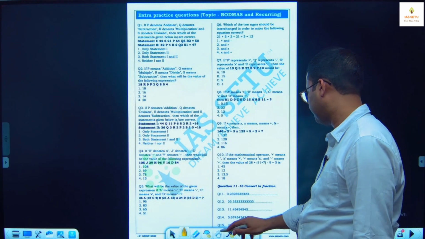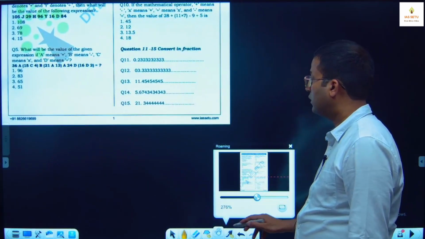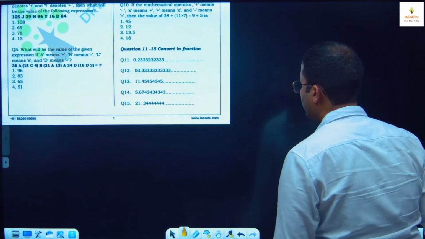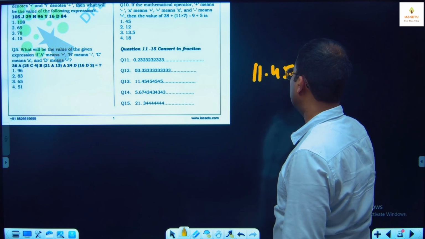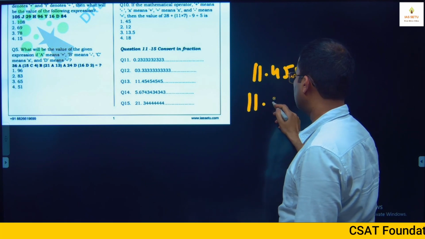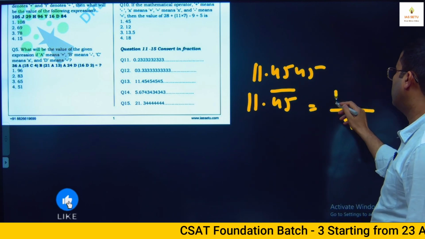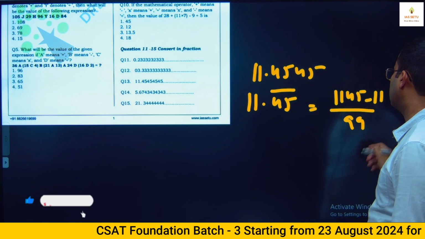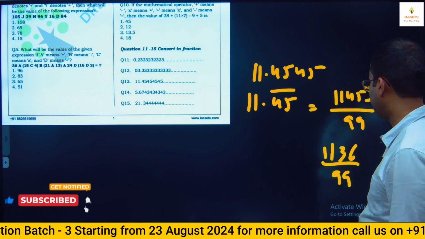Thirteen. This one. 1.454545. Tamanna, this one. 1.4545, so it is 1 and 45 bar. So it is 145 minus 11, so it is 1136 divided by 99.